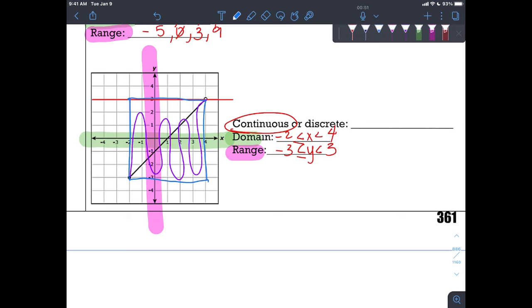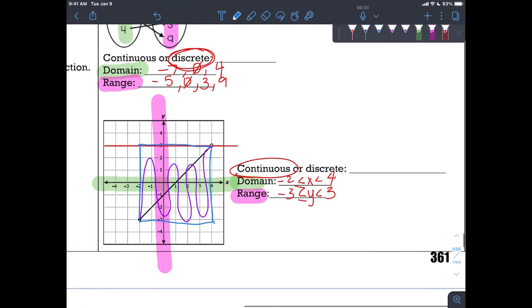Same domain and range. So don't get caught up on what kind of graph it is, okay? All that matters is how far left, how far right, how far down, how far up.